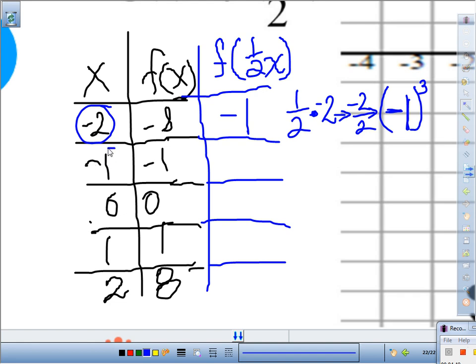What's my next x value? -1. So that means 1/2 times -1. So that gives us what? -1/2. Am I done? No, the rule is what? To the third. Once again, I'm going to go part by part. First, the numerator. What is negative 1 to the third power? Negative 1. Once again, I said I'm going to start with the numerator. What is negative 1 to the third power?